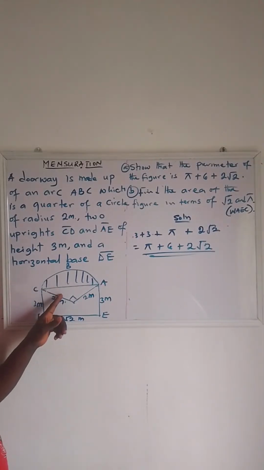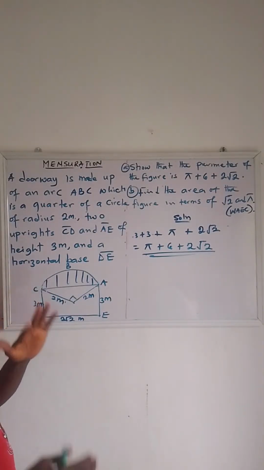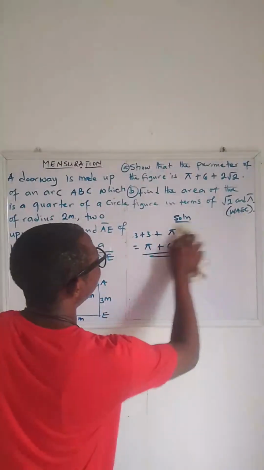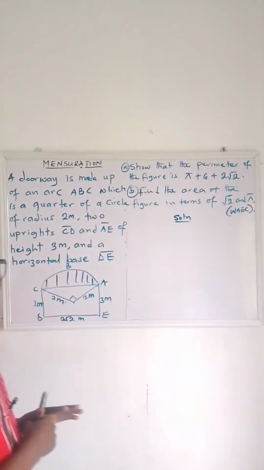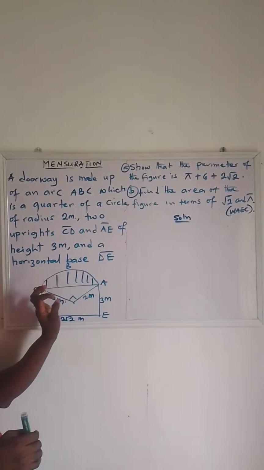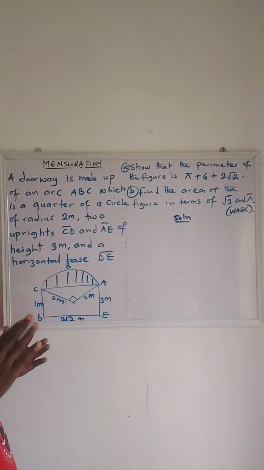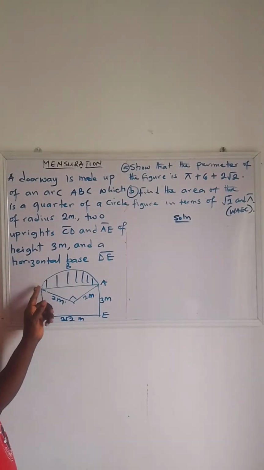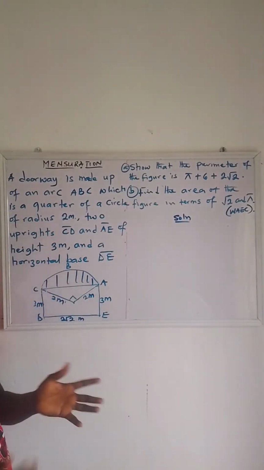Now, to get the area of the segment, you remember the formula: that is going to be area of sector minus area of triangle. There is one interesting thing about this question. It has made the work easier for me. For the area of the sector here, I don't need to begin to use theta over 360 times 2 pi r.